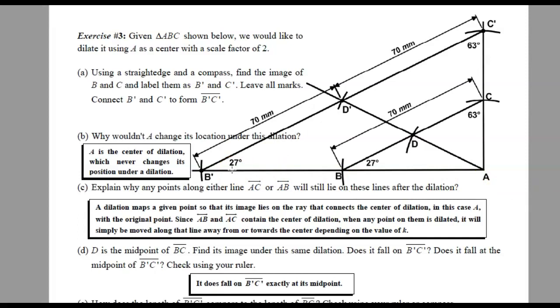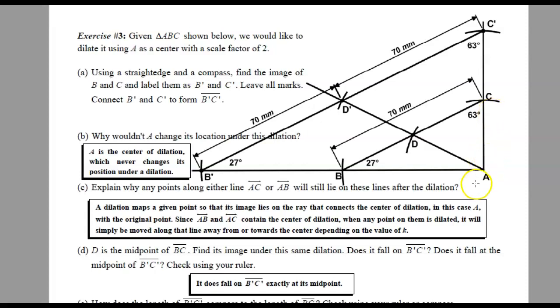So the reason is, as you can read for yourself here, a dilation is going to map a point so that its images lie on the ray, in this case with the original point A. So since AB and AC contain that center of dilation, when any point on them goes out or in, it'll simply move along that line. So we're maintaining that line whether we go out or in, it's all going to move along the same path. And dilations will always do that.